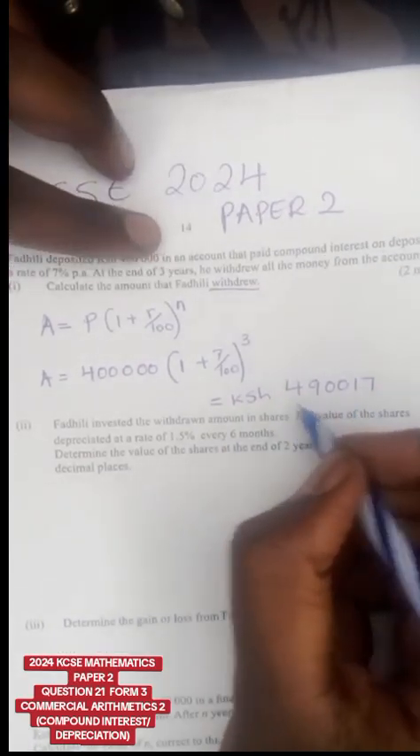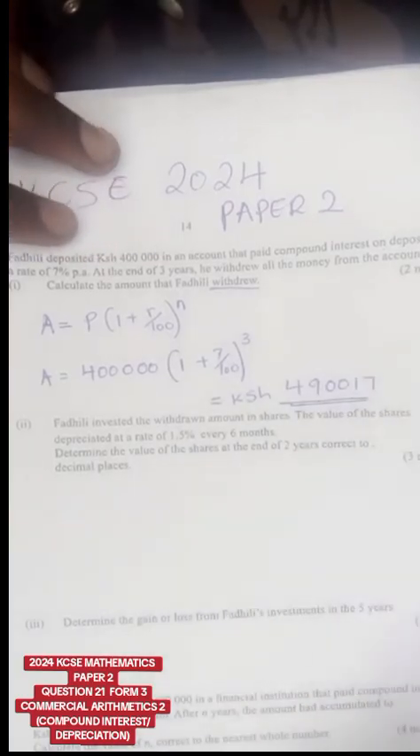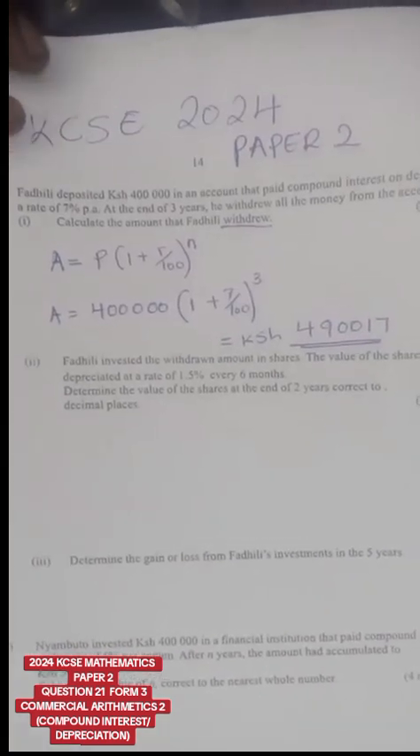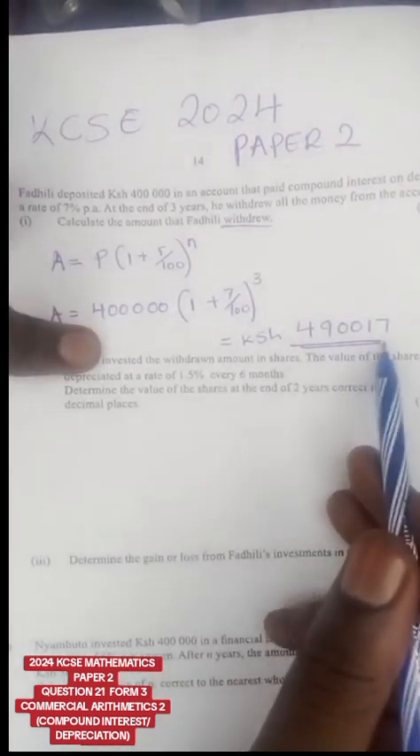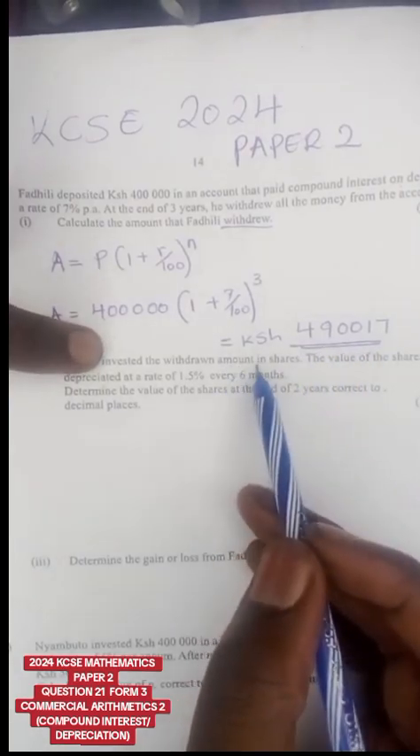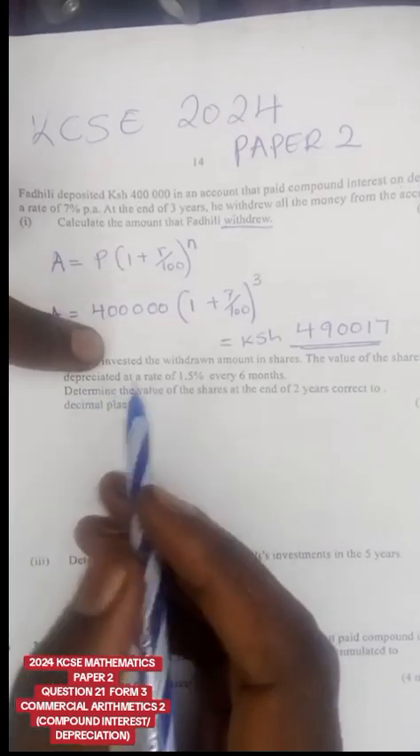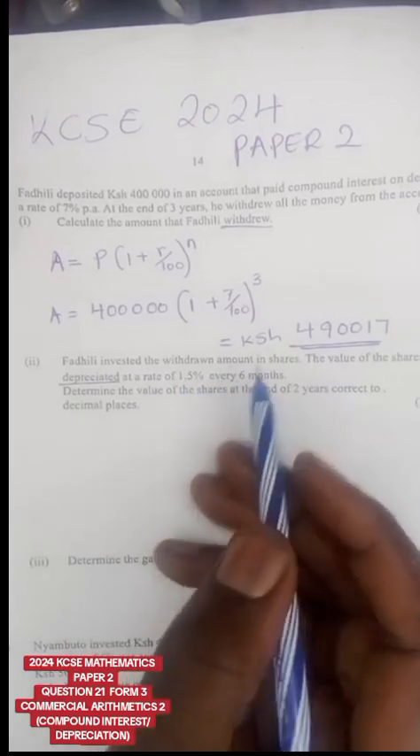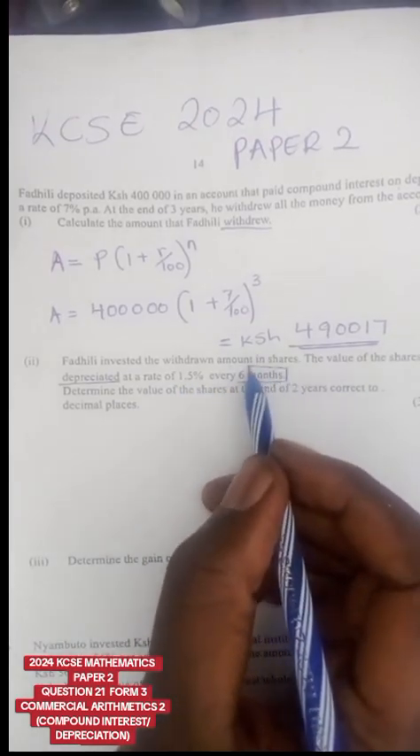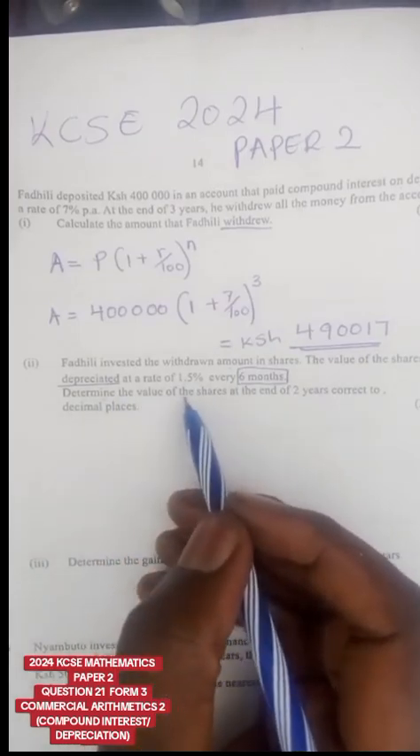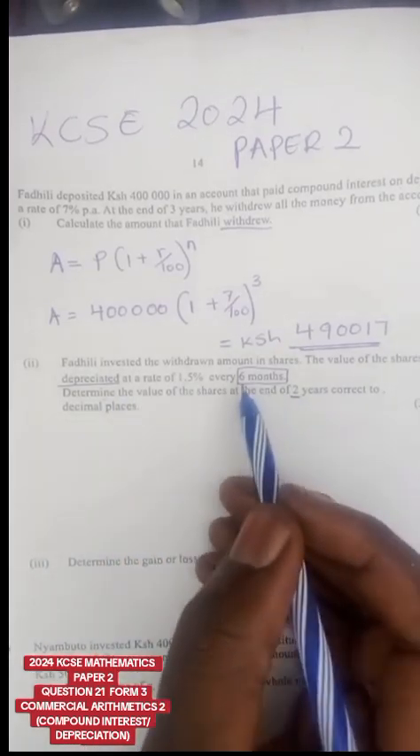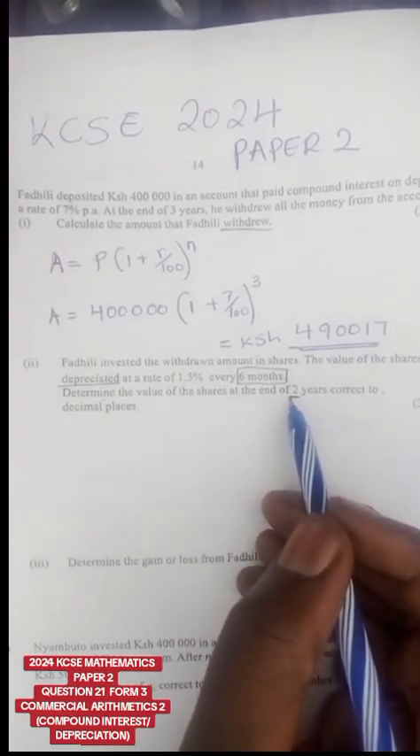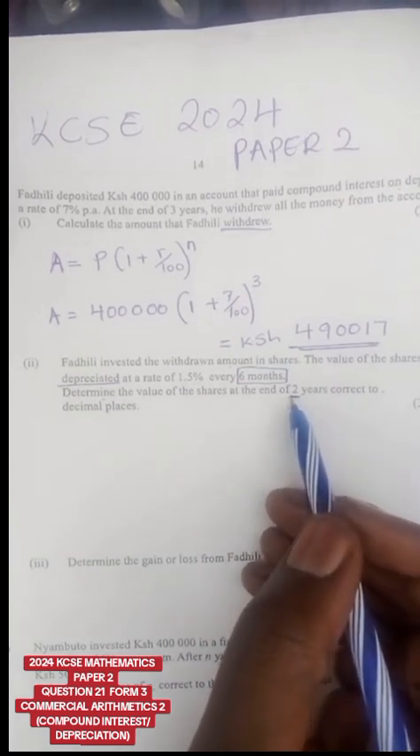Then we look at Roman 2, where you are told that Fadhili invested the withdrawn amount in shares. The value of shares depreciated. So that is depreciation, still under commercial arithmetic, at the rate of 1.5% for every 6 months. This is a very key thing to look at. Determine the value of shares at the end of 2 years. If this rate goes for 6 months, then 2 years has got 4 periods of 6 months in it. Therefore, we're going to use n as 4, but not 2, because 2 years equals 4 groups of 6 months.